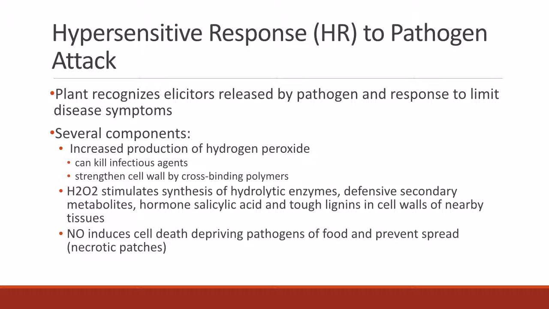There are several components. One of them includes increased production of hydrogen peroxide. Hydrogen peroxide can kill infectious agents and strengthen the cell wall by cross-linking polymers. Hydrogen peroxide also stimulates synthesis of hydrolytic enzymes, defensive secondary metabolites, hormone salicylic acid, and tough lignins in cell walls of nearby tissues. Nitric oxide will also induce cell death by depriving pathogens of food and preventing the spread of pathogens by forming necrotic patches.